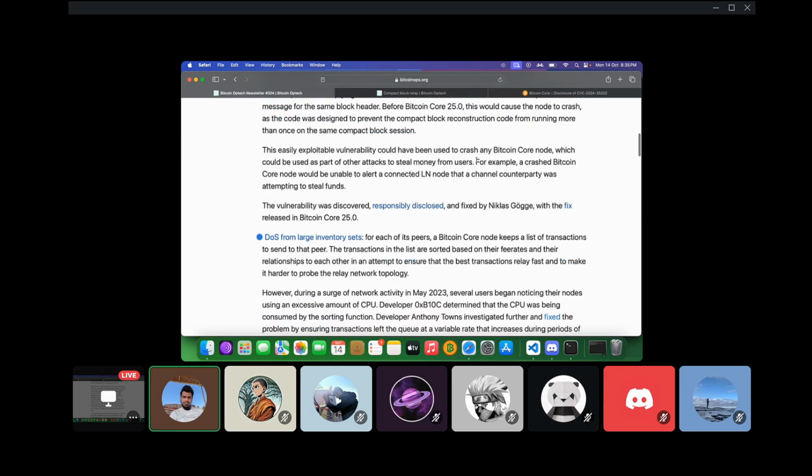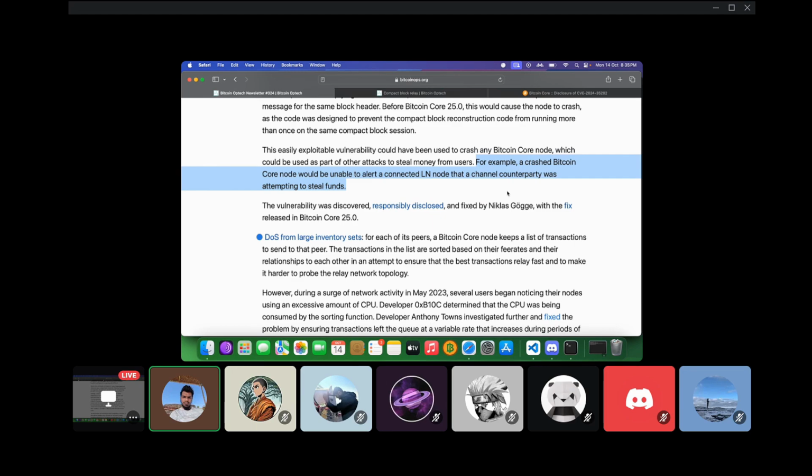Right. And a nice observation here is that, for example, a crashed Core node would be unable to alert a connected Lightning node that a channel counterparty was attempting to steal funds. Okay. So when a Bitcoin node crashes, a lot of people will tell you that when your Lightning node crashes, you can't receive payments, right? But if your Bitcoin node crashes, even then you can't receive payments, right? So what happens in the Lightning network is that your transactions are connected to your own node, right?